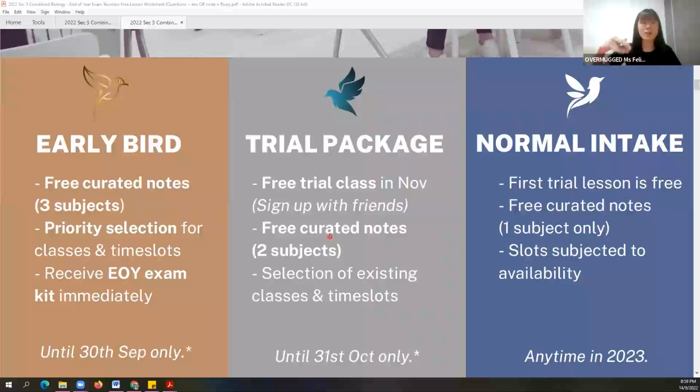So it's almost like your textbook. You know, your textbook has the first topic to the last topic. The curated notes are the same thing. It's the first to the last topic.